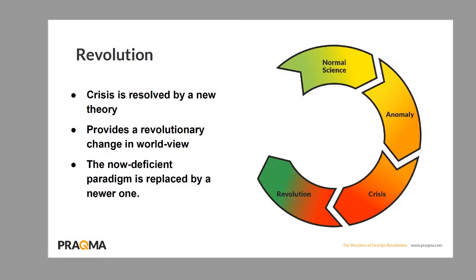The only way to get out of a crisis is to have a revolution, and this is what he talks about in terms of scientific revolution. The crisis can only be resolved by a new theory. So now we have the old paradigm and the new paradigm, and the old paradigm has to go. That's the whole point of the revolution. It's just like in the real world. When you have a revolution, the old world is replaced and no longer has any power.